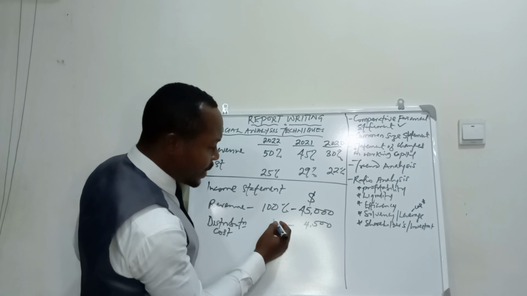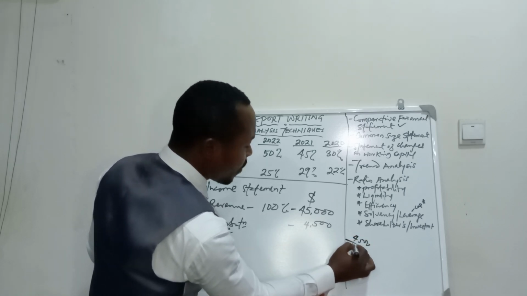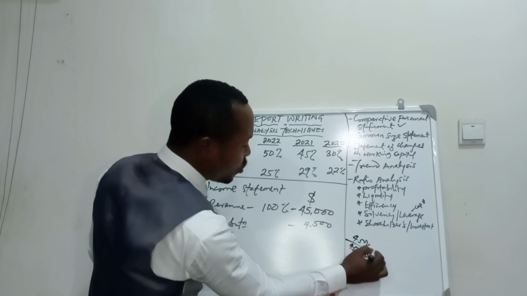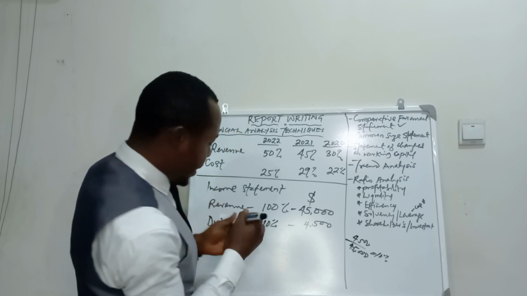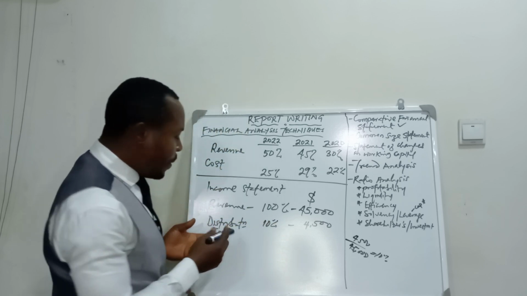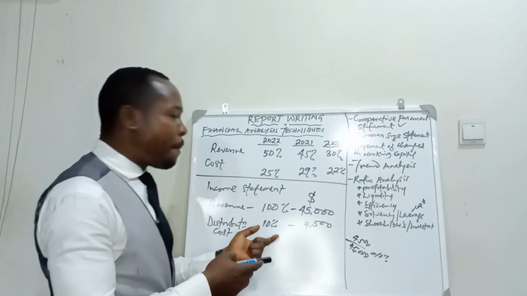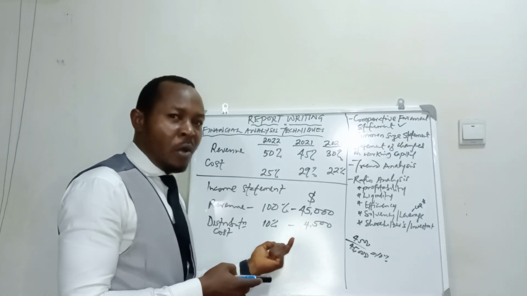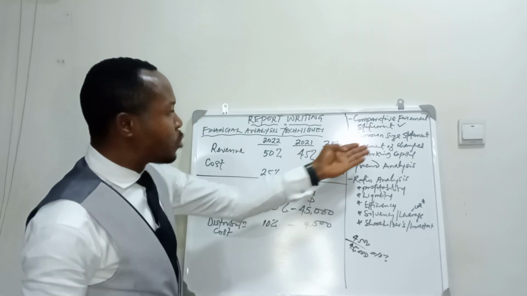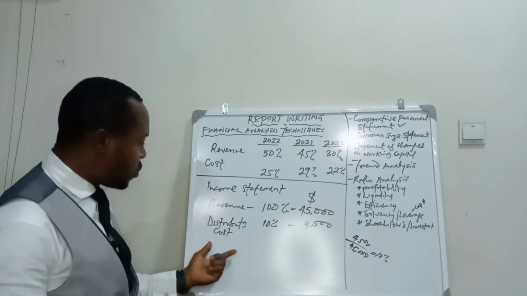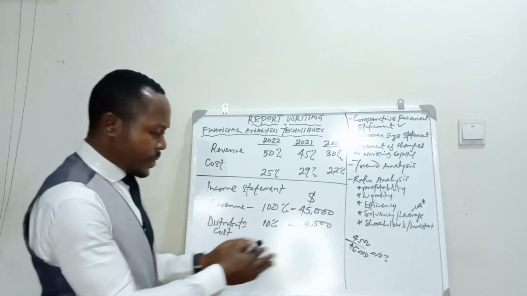So what is the percentage here now? You just come here, say 4,500 divided by 45,000. I suppose this should be 10%. Is that correct? So here you write 10%. That is, the proportion of distribution cost to revenue for the particular year under review is 10%. And that is what we mean by common size statement. You can continue with other items of the income statement like this.